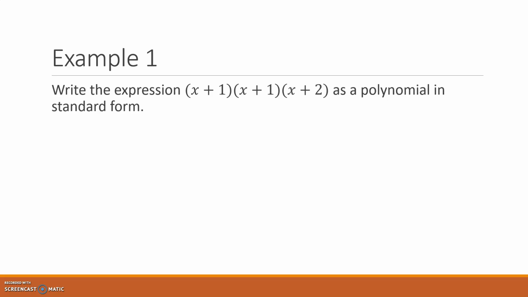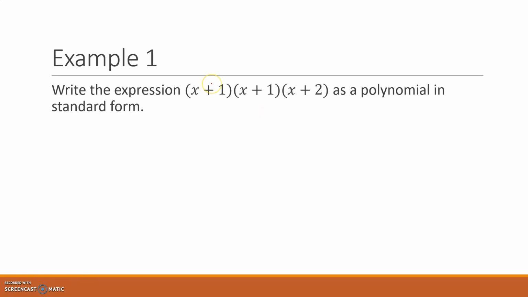So first of all, write the expression (x + 1)(x + 1)(x + 2) as a polynomial in standard form. So we've been given these, later we'll talk about them being linear factors. And what we need to do is basically FOIL and then FOIL again, so that we're making one big long polynomial equation instead of three separate polynomials. So it does not matter which two you start with, if you FOIL the first two, or the second two, or the first and the third.